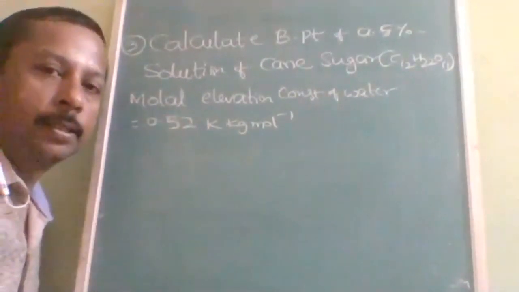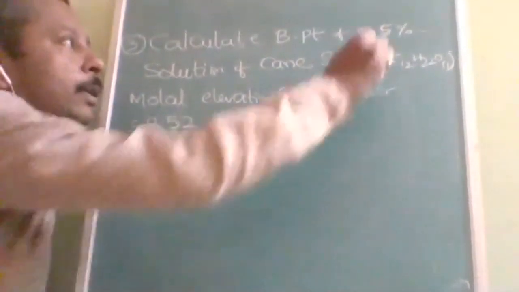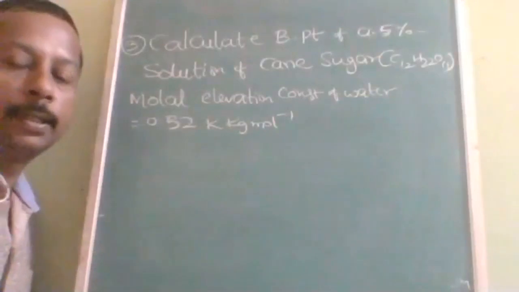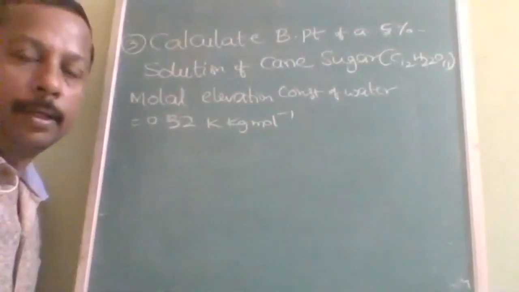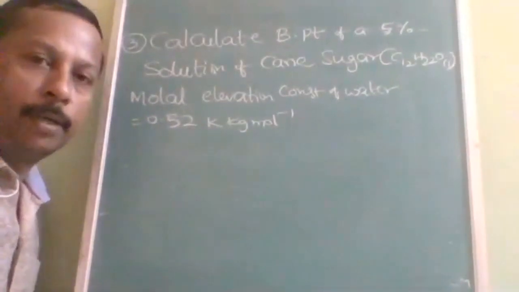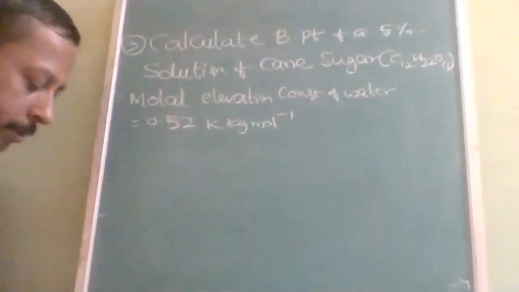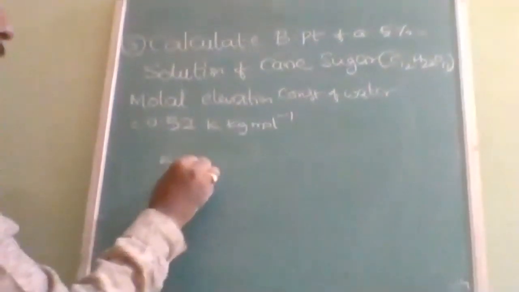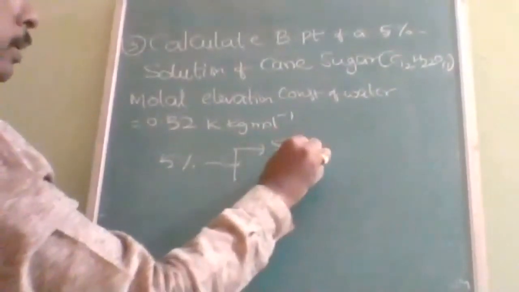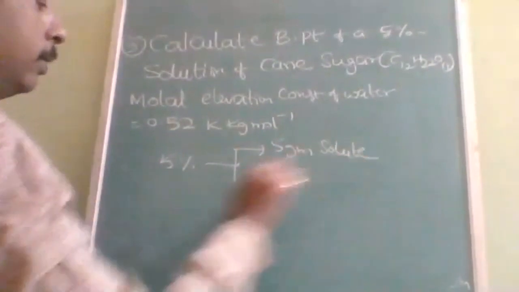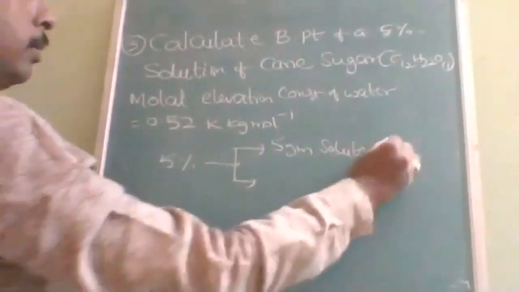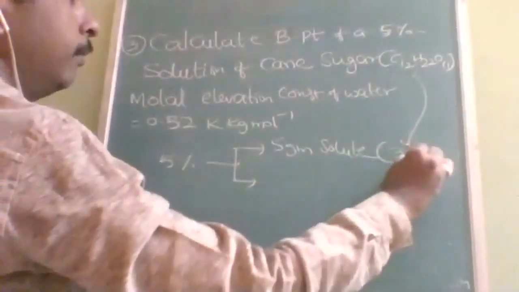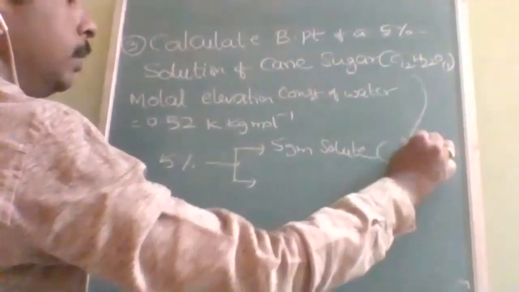Okay, so let us start. See, the main thing is that everything is given here itself. It is given as the boiling point of a 5% solution of cane sugar. So with that, what you can come to know is that 5% means 5 grams is going to be solute. And what is the solute here? Cane sugar. Its molecular mass will be 342.